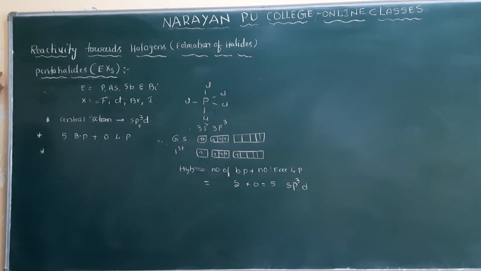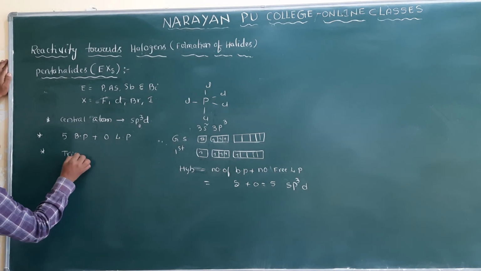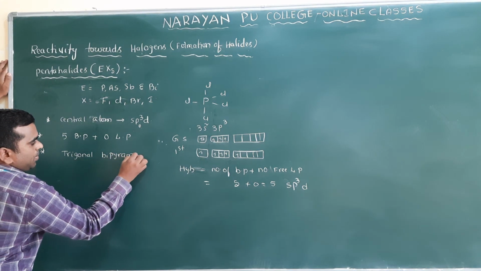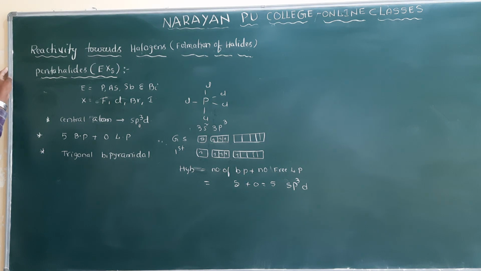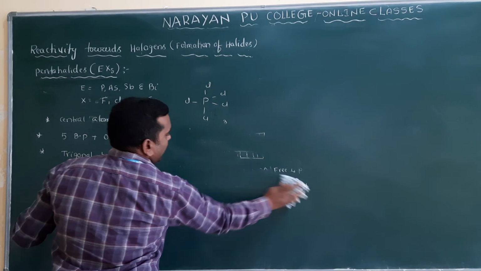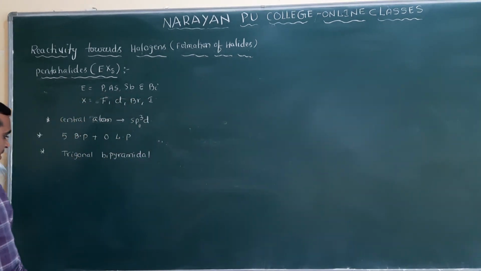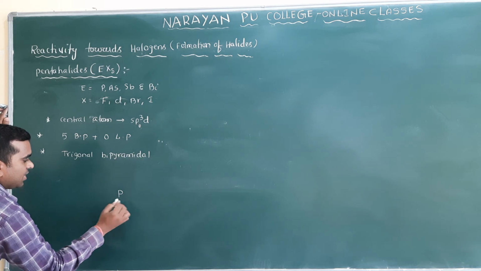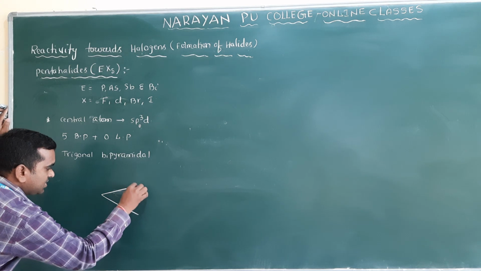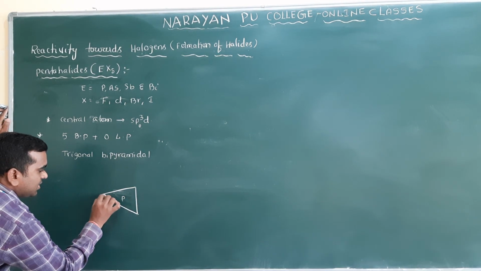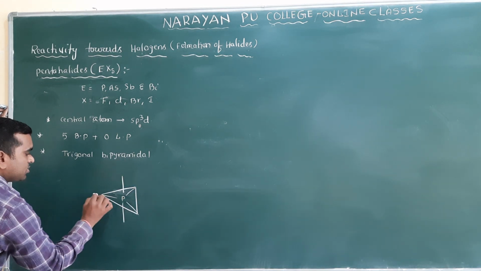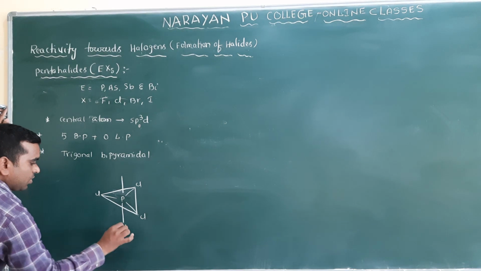The shape is trigonal bipyramidal. What does trigonal bipyramidal mean? If I write the structure of PCl5, with phosphorus at the center, I will write it this way. There is a trigonal plane, a triangle, with two pyramids above and below it. So here there are chlorine, chlorine, chlorine, chlorine and chlorine.